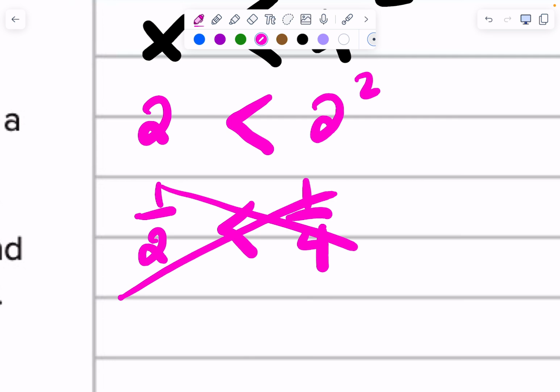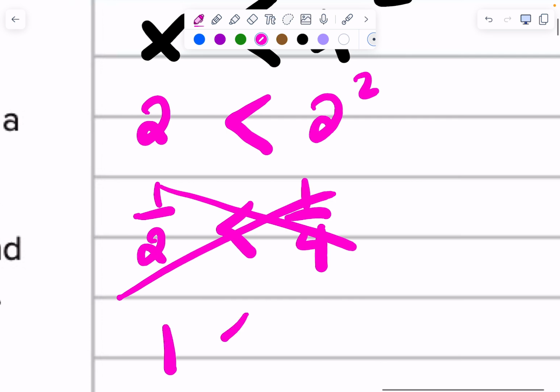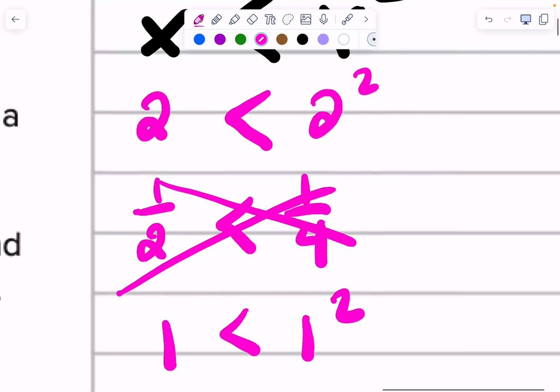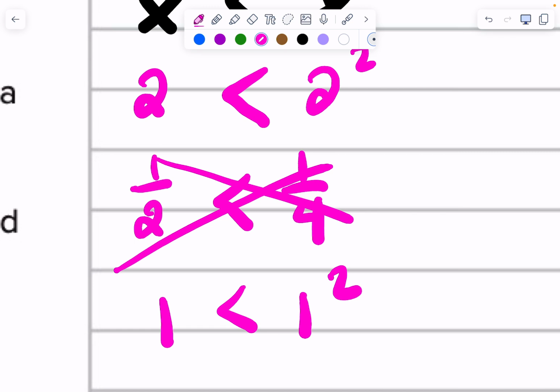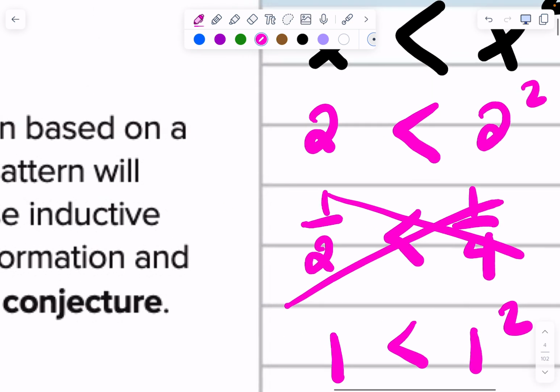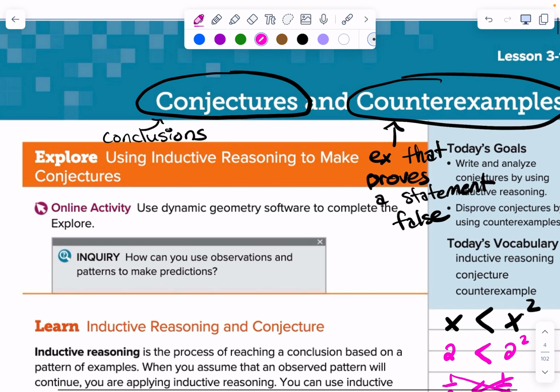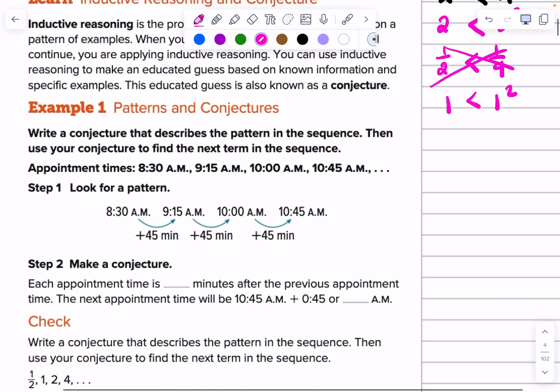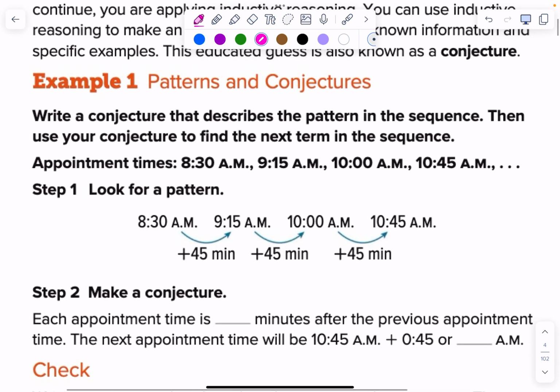Does that make sense? What's another counterexample? How about 1? Is 1 less than 1 squared? 1 is equal to 1 squared, right? So these are all counterexamples. They're proving my statement false. Got it? So conjectures is developing a pattern or giving me a conclusion about a pattern. Counterexample, prove something false. Here we go. So would a conjecture be like x plus 4? Depending on the pattern, yeah. We'll get to that. Okay, so patterns and conjectures.